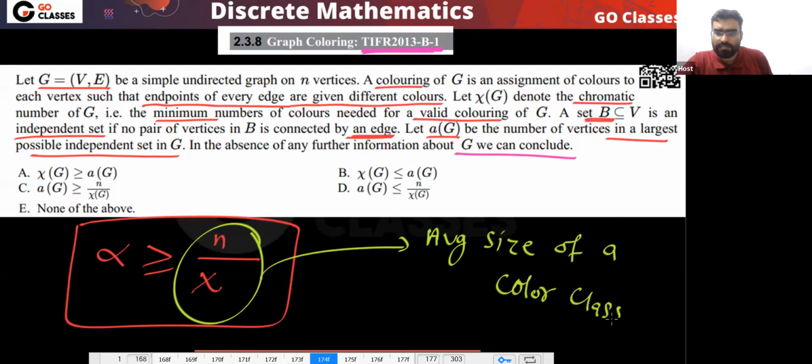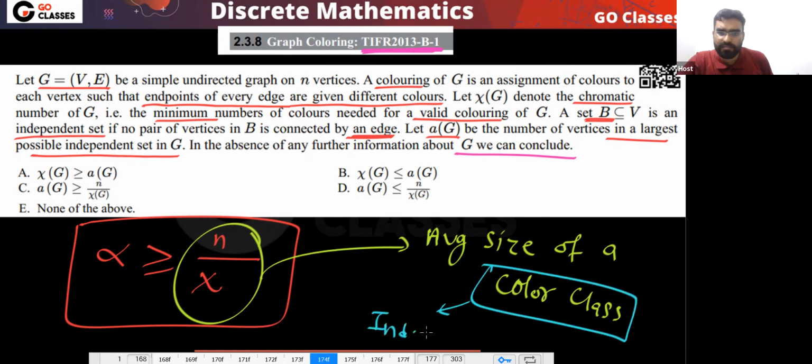So this is the average size of a color class. And every color class is what? Every color class is an independent set. So the largest independent set should be greater than or equal to this average size.